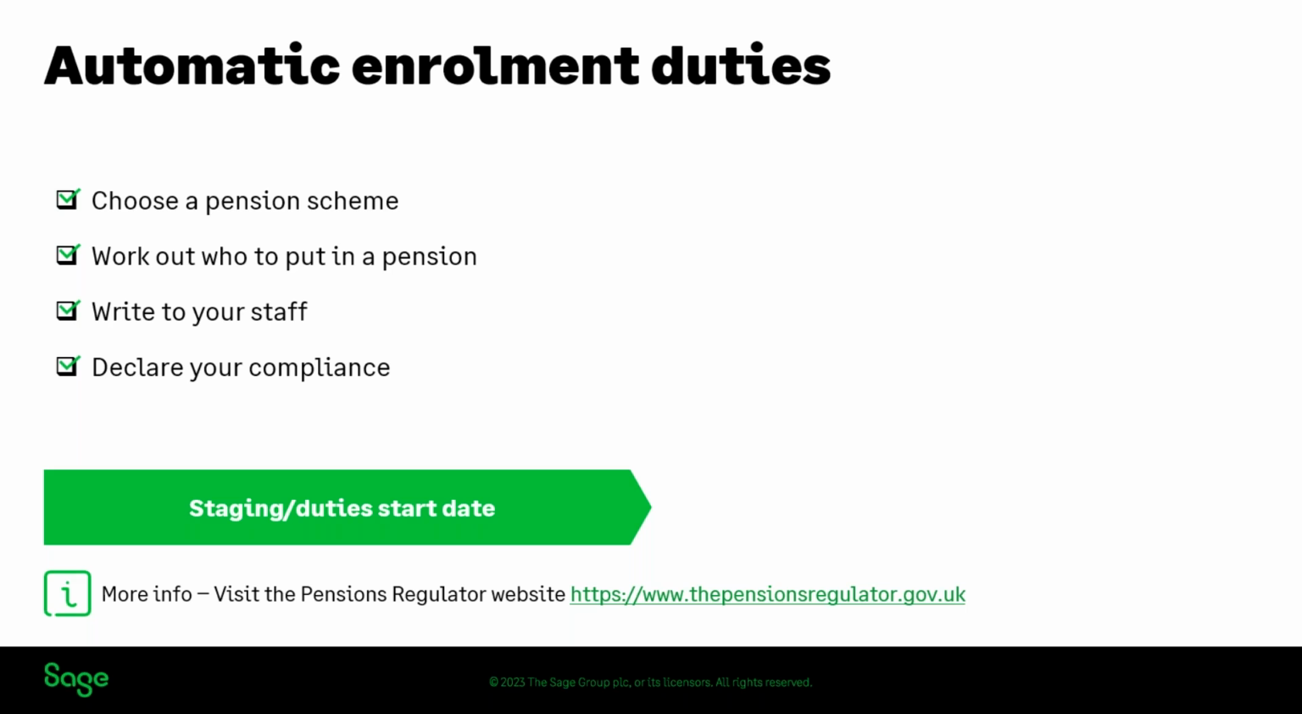You will need to make sure you have a pension scheme in place, and it needs to be a qualifying scheme, which means it meets the conditions laid out by the pensions regulator. You need to work out which of your staff needs to be put into a pension based on specific criteria. You need to write to your employees to let them know how automatic enrolment would affect them. And at your duty start date or your staging date, you would declare your compliance by registering and providing information on the pensions regulator's website. Now, for pretty much all of you, you'd have already completed those initial duties, unless you're a brand new employer about to take on your first employee.